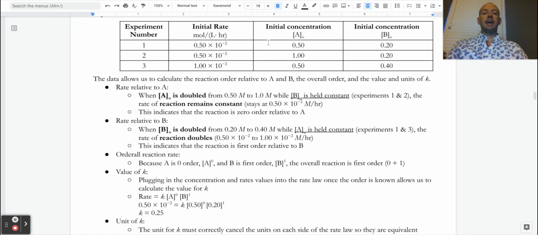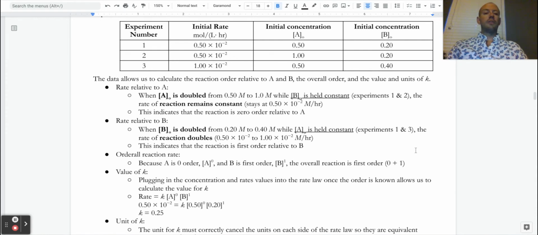Once we've established A is zero order, we try to repeat or do some new experiments in which we hold A constant while changing B. And that's what we see right here, experiments 1 and 3. So now A is constant, B goes from 0.2 to 0.4 and is doubled, and we see the 0.5 up to 1. That one is doubling. So now we see the relationship that more B means a faster rate, and specifically doubling B doubles our rate. So that means it is first order relative to B.